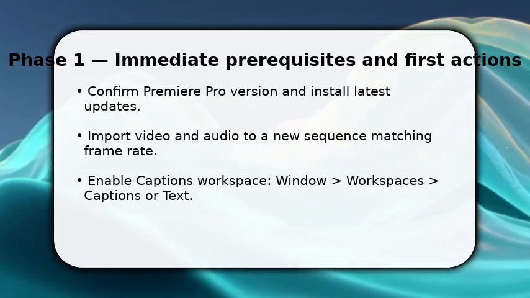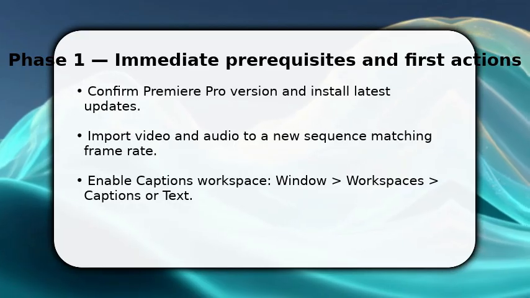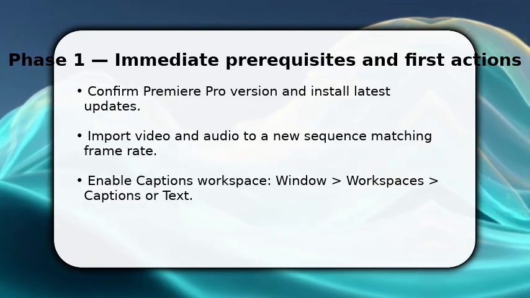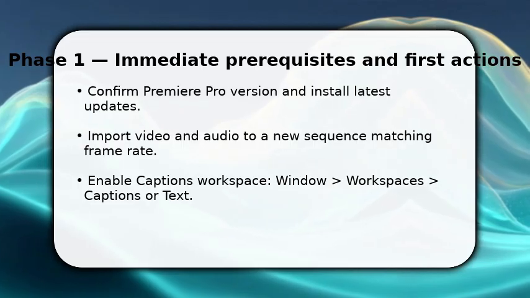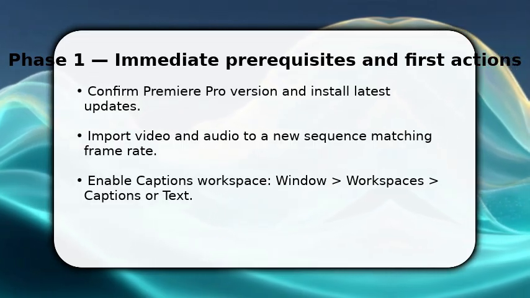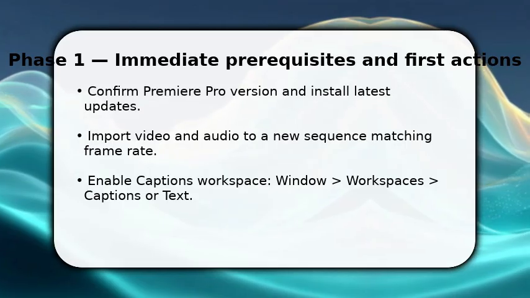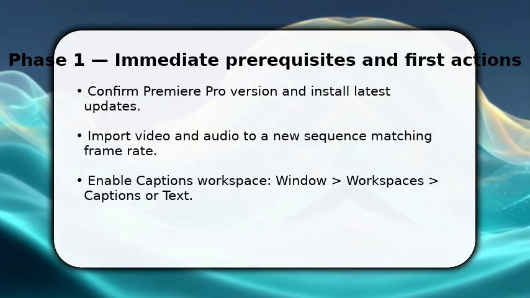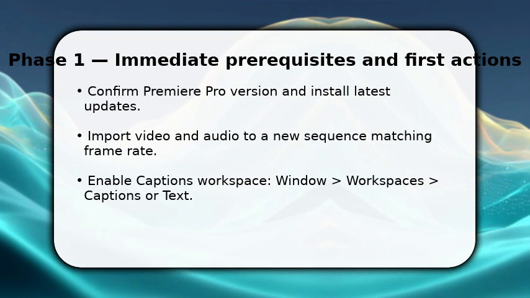Make sure your audio is clean. Auto-transcribe works best with clear speech. Now, choose Sequence Captions or use the text panel to begin transcription. This gets you directly into generating subtitles without extra setup, saving time and keeping everything in one timeline.